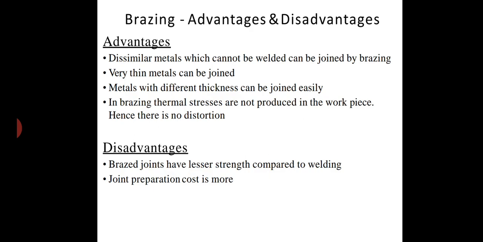Advantages and disadvantages of brazing, we already had a brief discussion. Very thin metals can be joined, and metals with different thickness can be joined easily. No distortion occurs because you are not melting your parent metal or workpiece. Compared to welding, brazed joints have less strength, and joint preparation requirements are higher.